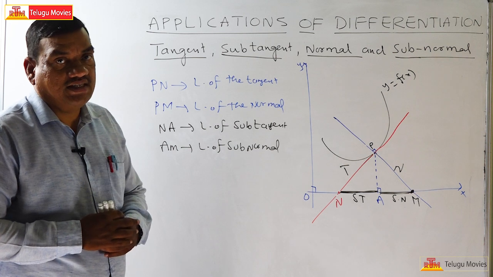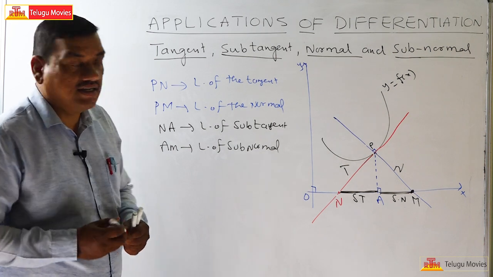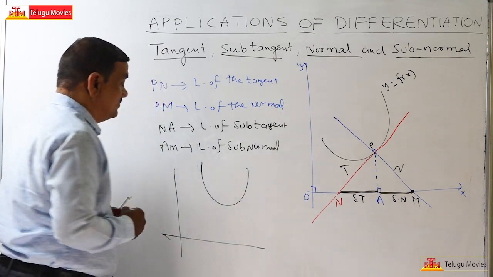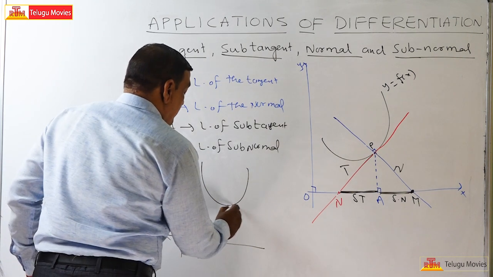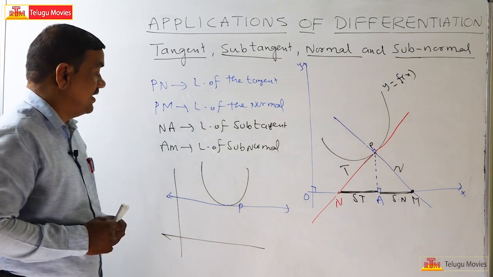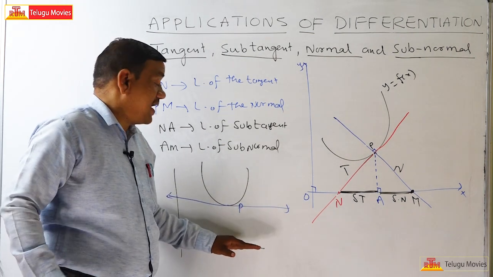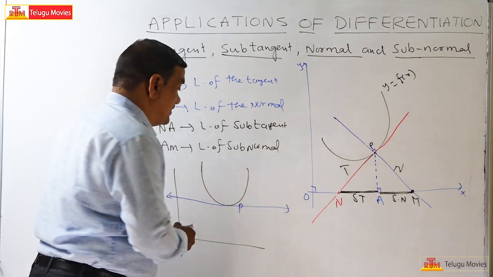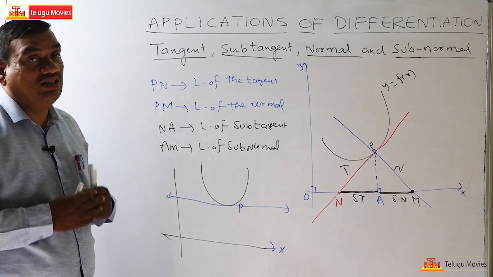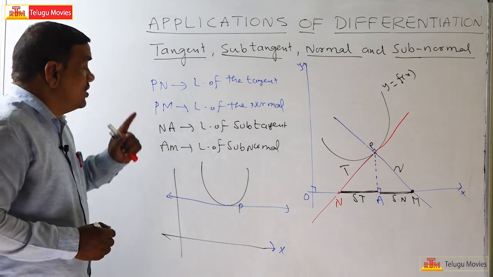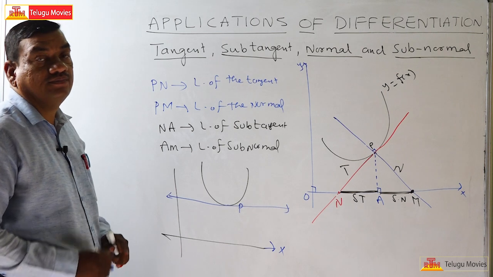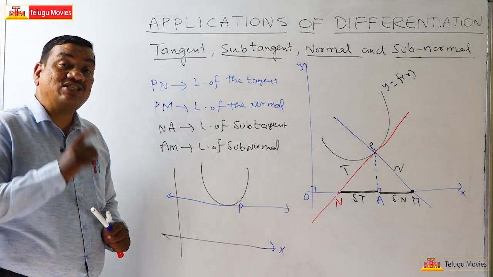Now, one question arises here. Sir, for example, if there is a curve like this, and P is a point here, and the tangent does not intersect the x-axis, that means the tangent is parallel to the x-axis. Then what about the length of the tangent, the length of the normal, the length of the subtangent? The first thing: the length of the tangent is not defined.